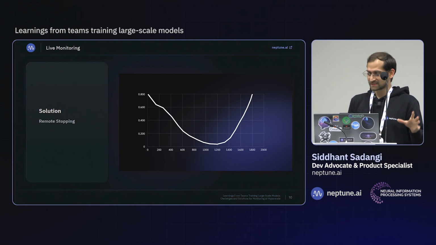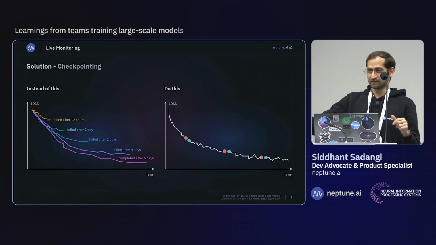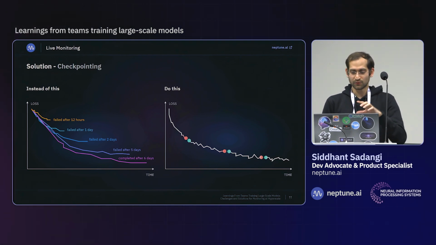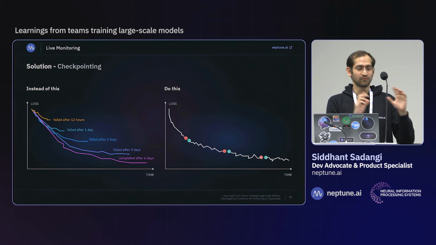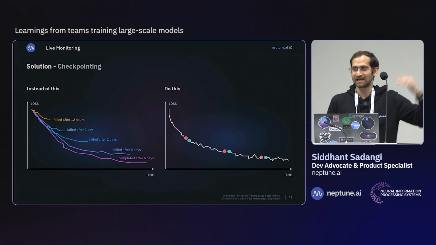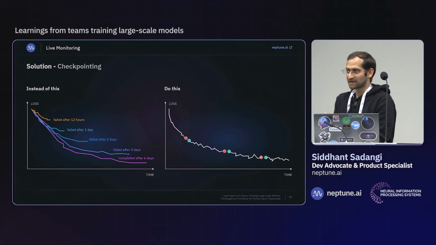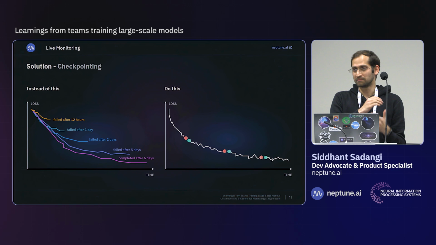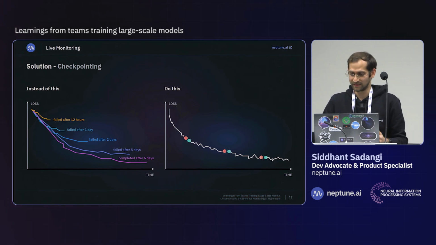But for the most savings, you should have checkpointing. Use checkpoints at frequent intervals so you don't have to restart from scratch. Remote stopping won't really help if you stop and then you have to restart from scratch again, right? So stop your experiment, revert to the previous checkpoint, change something, and start your experiment.